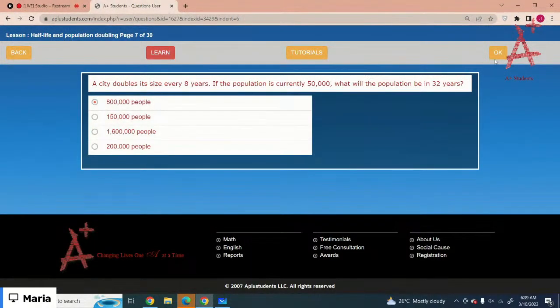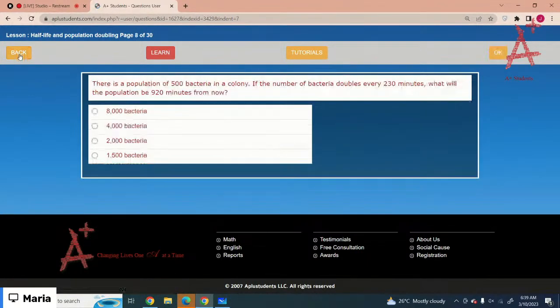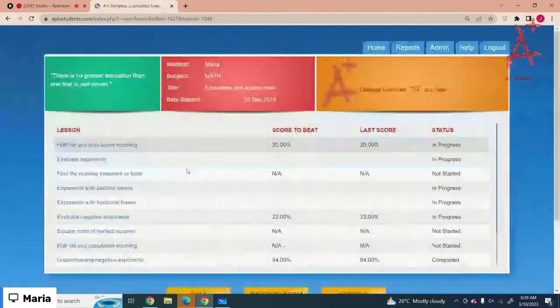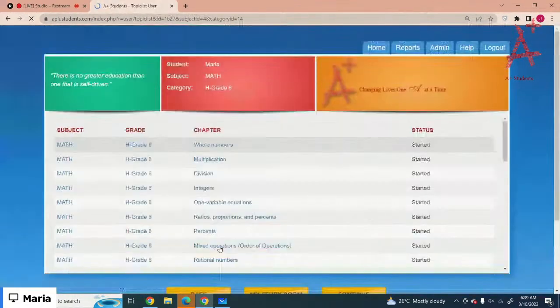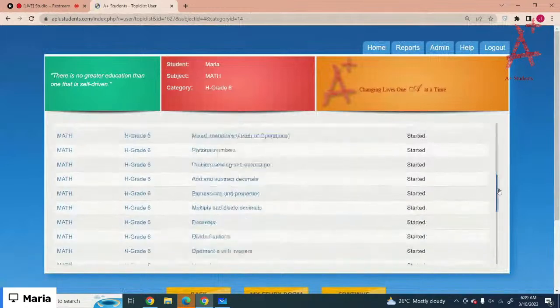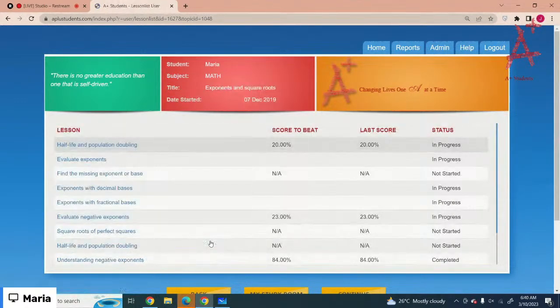Okay, you can complete the test by yourself later today. So we are working on grade 6 maths. We started with chapter number 3. The lessons we have covered from the chapter are least common multiples and LCM and GCF word problems. Then we have started the new chapter, exponents and square roots. We have just covered one lesson from the chapter, that is half-life and population doubling.